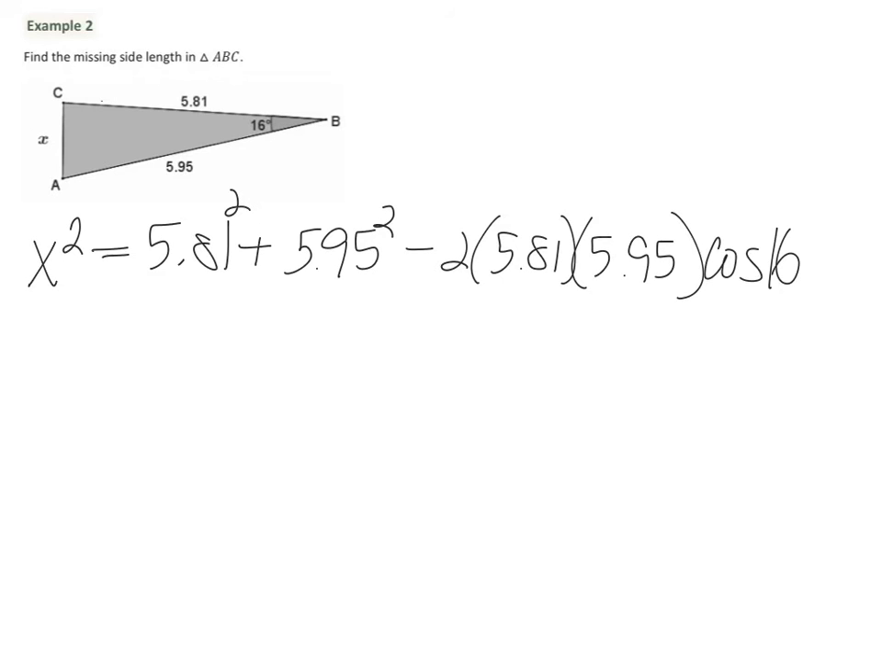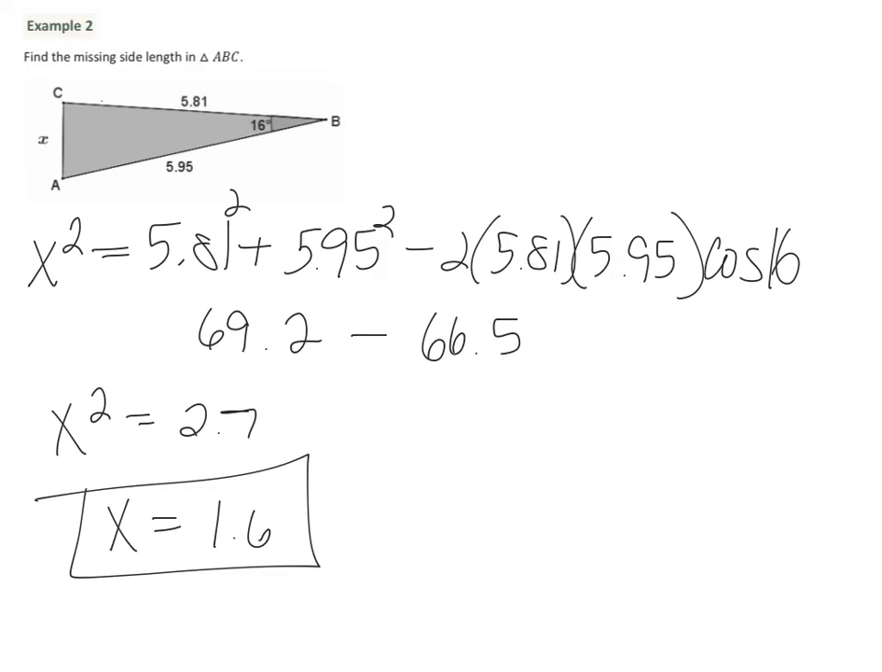Be right back. So here I got x equals approximately 1.6. I use the law of cosines. I have a squared plus b squared minus 2 times a times b times cosine 16, and that gives me x squared. Take the square root.